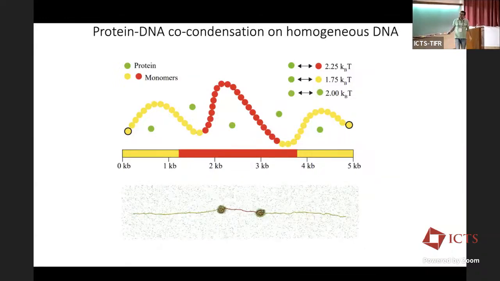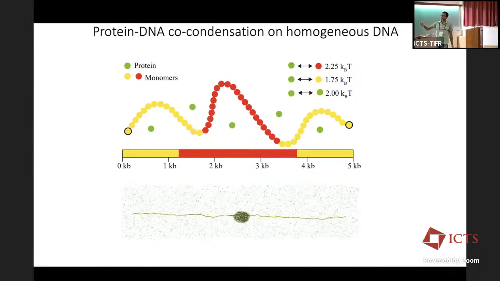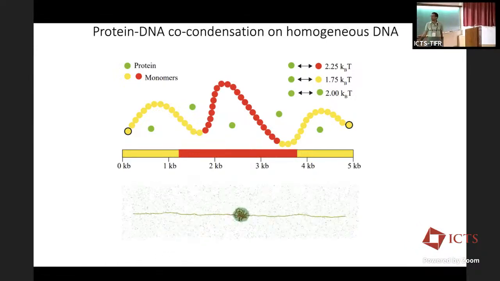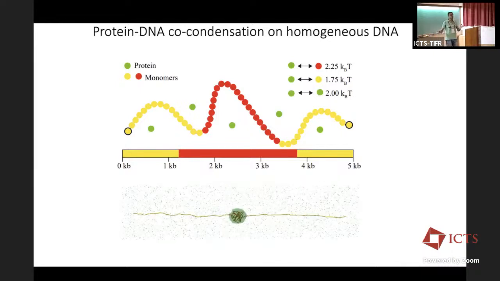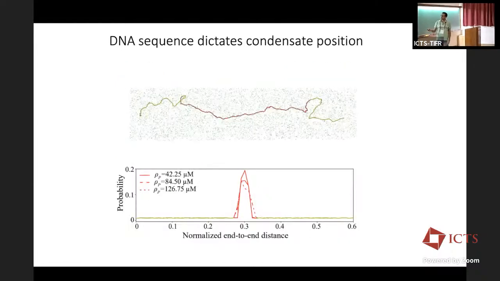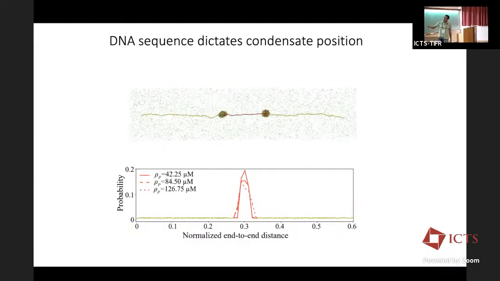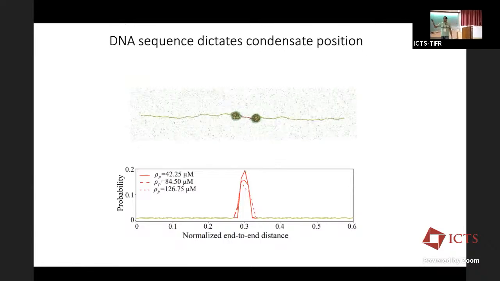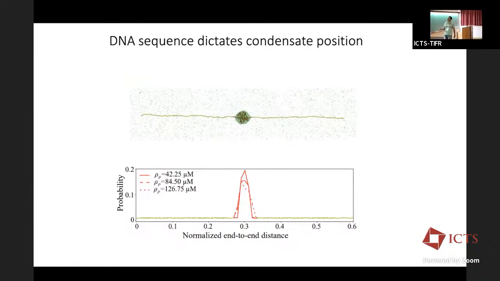What you see is the following. Of course, as they form at different locations, they come and merge. And as you would expect, they form in the middle, which is not really surprising. So really the sequence is playing a role, which is not surprising, but something that we want to test anyway. And again, if you run it for different concentrations, they form in the middle and so on.